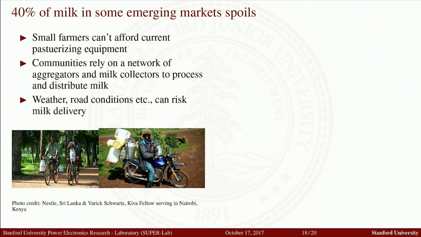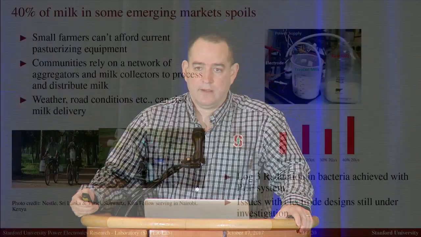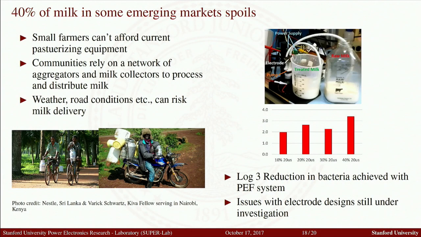So one of the things that we want to build is a pasteurizing system that is very, very small, that sits essentially next to the cow, maybe powered by solar power, that a farmer can use to treat raw milk and pasteurize it to levels that can give them more time for the milk to reach distribution channels.